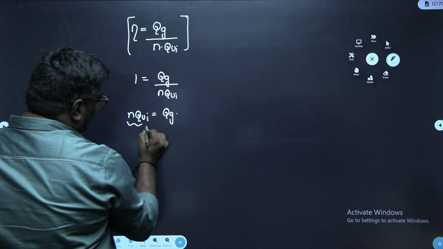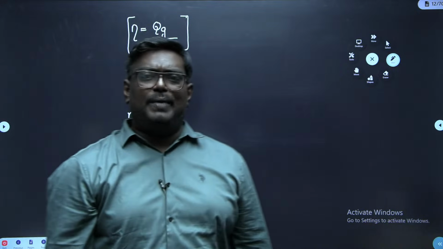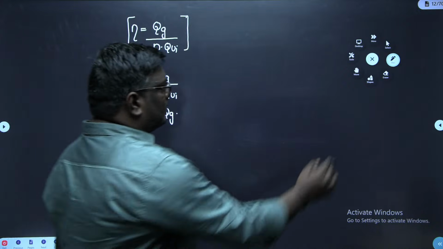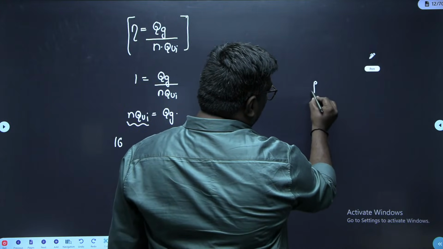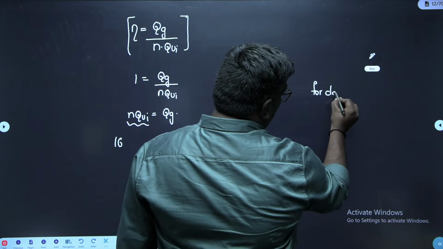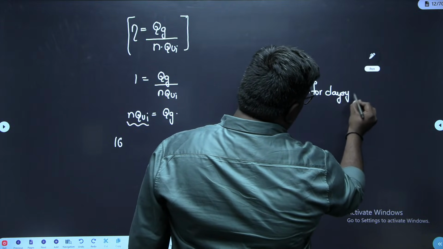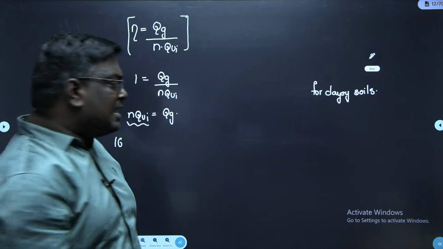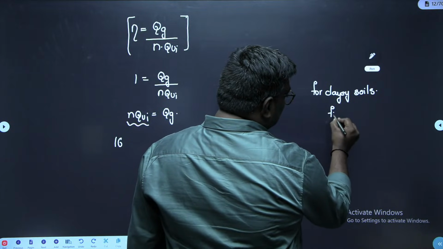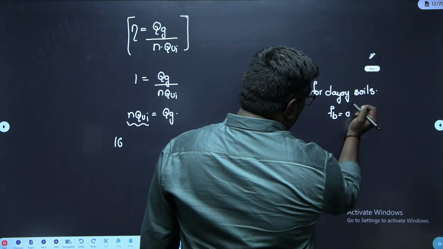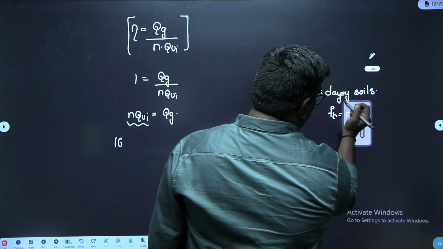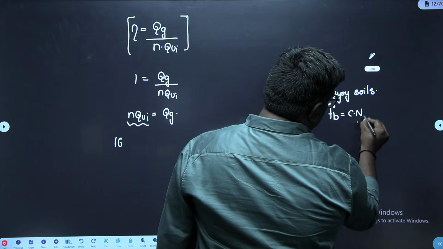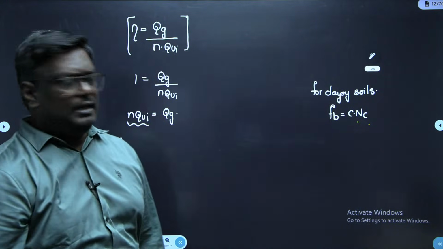So here when I talk about N into QUI, how many number of piles are given in the question? 16. For clayey soils, remember my dear students, because it changes with respect to sandy soils and clayey soils, I'm just giving you the formula for clayey soils. For clayey soils, end bearing resistance FB is given by the formula C NC. NC factor is taken as 9.